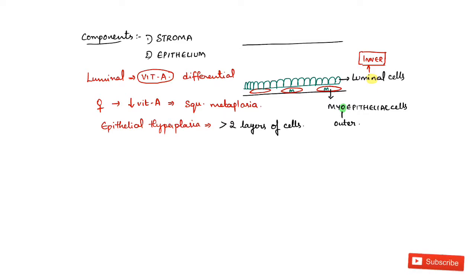So these are the main components in the breast tissue. The first one is the stroma and the second one is epithelium. The outer part is myoepithelial cells and the inner part has the luminal cells. The luminal cells require vitamin A for their differentiation, and luminal cells are made up of specialized columnar cells. So when a female has a deficiency in vitamin A, the condition may transform into a squamous metaplasia.